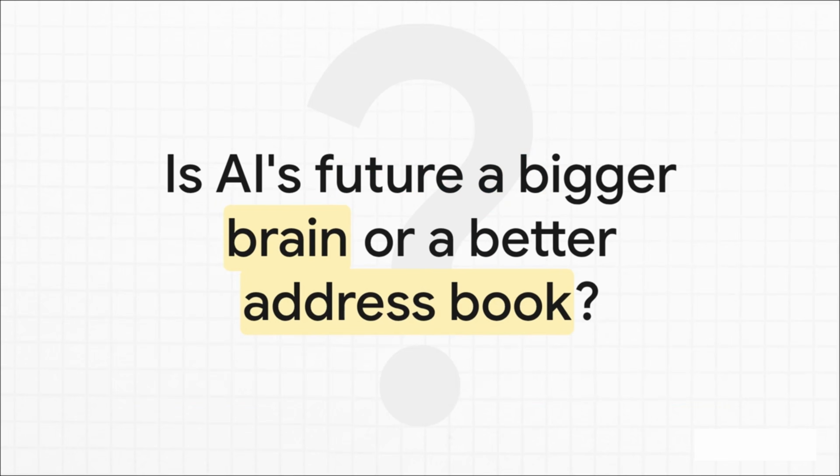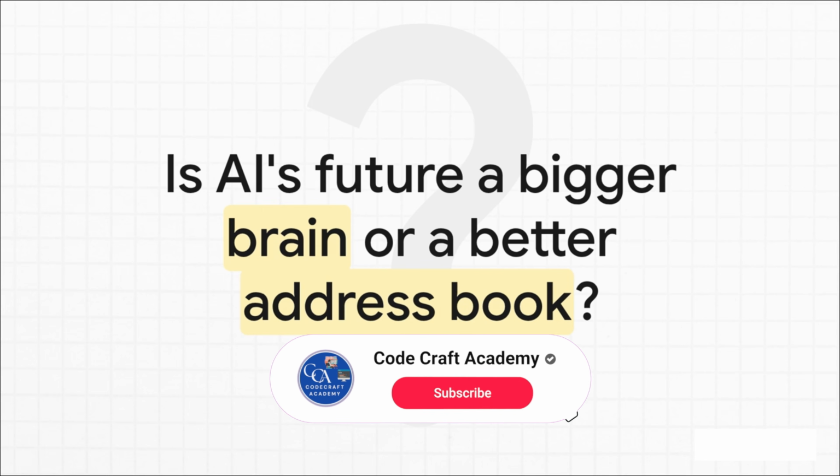So all this leaves us with a really fascinating question to chew on. As we build the future of AI, are we trying to build one giant, all-knowing brain? Or is the real secret to intelligence just having a better, more organized address book so you always know exactly which expert to call at exactly the right time? The answer is probably a bit of both, and now you know the two key ways we're making it happen.